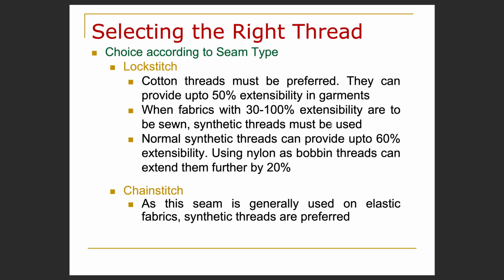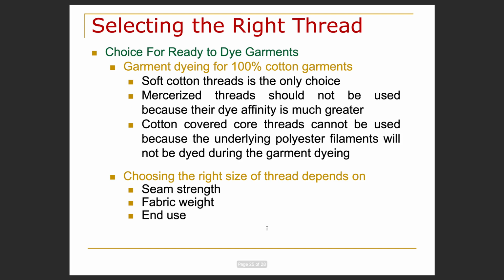So extensibility is an important property because when that garment will be worn, if the sewing thread is not extensible, there are chances of seam cracking or grinning, or in that portion there would be too much tension, so that is not required. So it should be extensible, and what extensibility we require will depend on the fabric from which that garment is made, and the sewing thread extensibility should be at par with that of the fabric from which the garment is made. Chain stitch, as this seam is generally used on elastic fabrics, so for this synthetic threads are preferred.